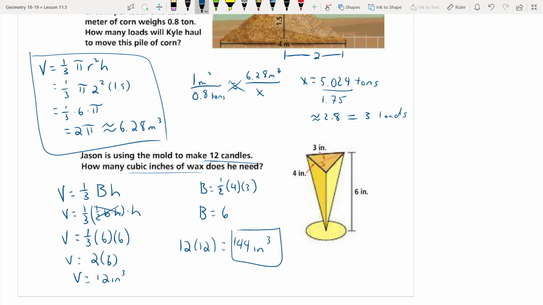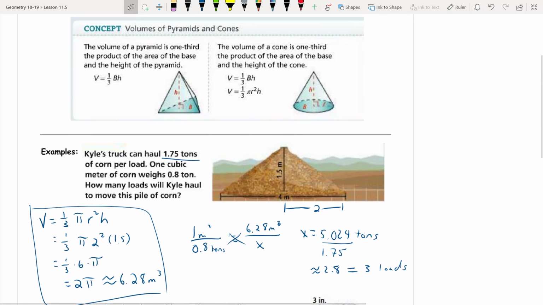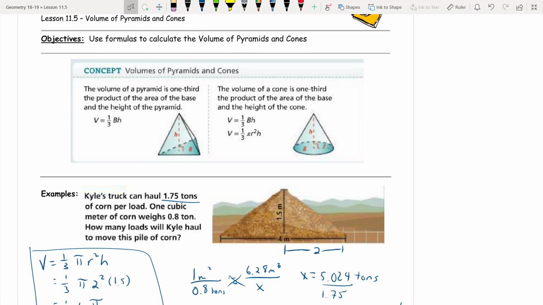So once again, we did our volume over here, and then we had to apply it just a touch afterwards. So that's it for volume of pyramids and cones. It's the equivalent to prisms and cylinders. We're just cutting them into thirds. We're taking 1/3 of it.